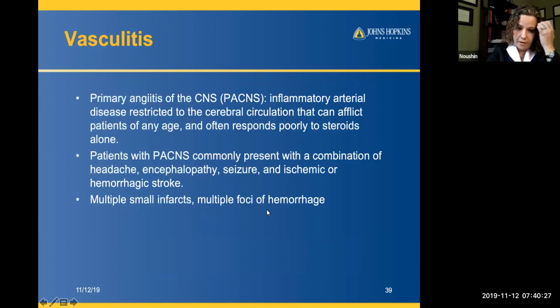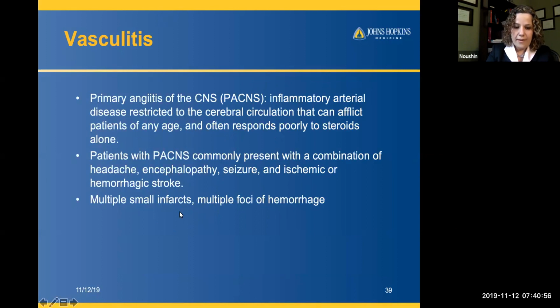Let's switch gears and talk about vasculitis. Primary angiitis of the CNS, or PACNS, is an inflammatory arterial disease that is essentially restricted to the cerebral circulation. It can afflict patients of any age, and it often responds poorly to steroids. They commonly present with a combination of encephalopathy, headache, seizure, and ischemic or hemorrhagic strokes.